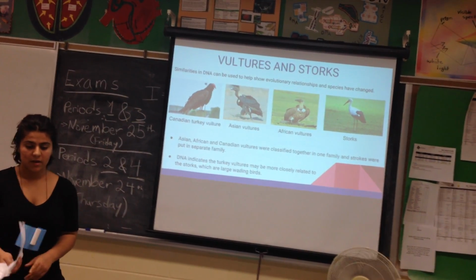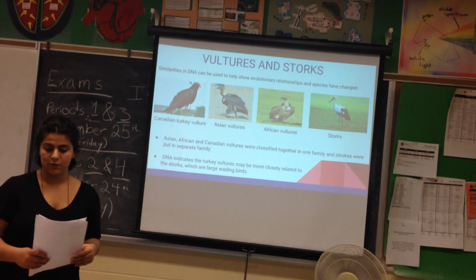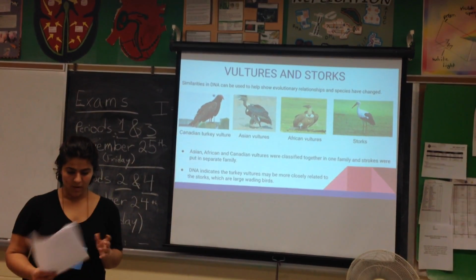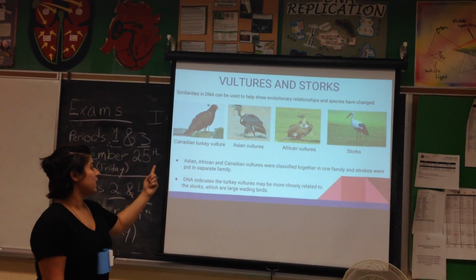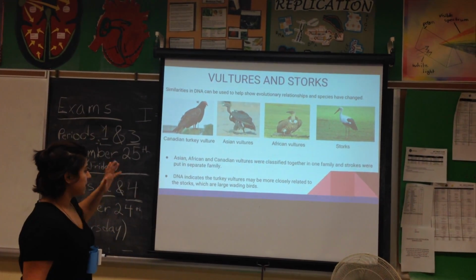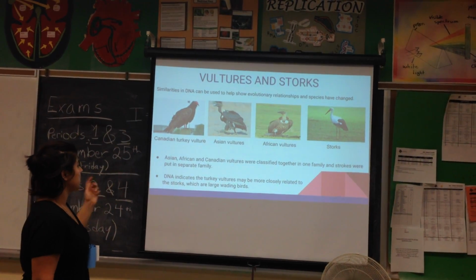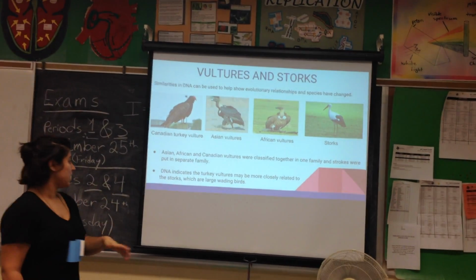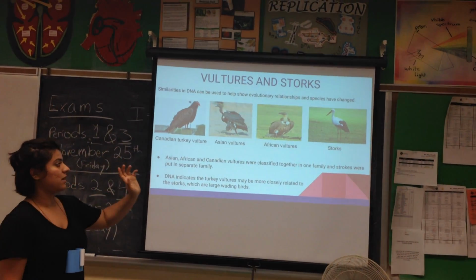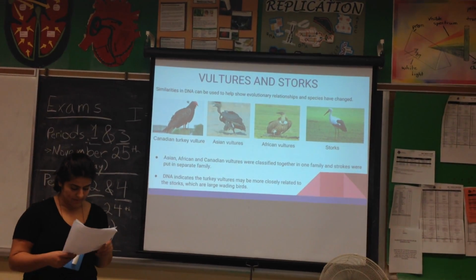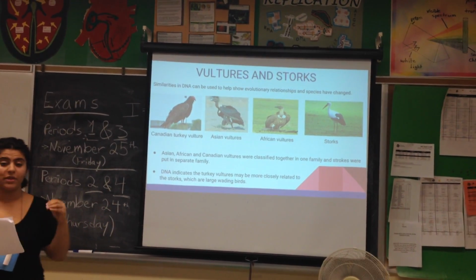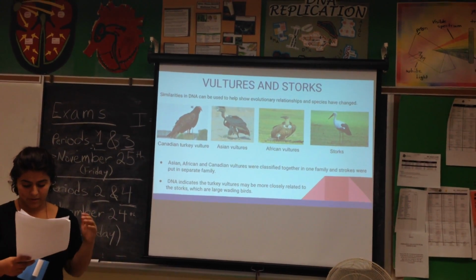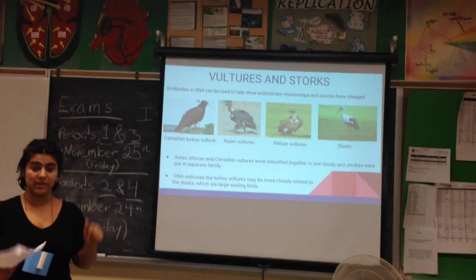Vultures and storks. Similarity in DNA can be used to help show evolutionary relationships as species have changed. So we have a Canadian turkey vulture, and Asian and African storks. Years ago, the African, Asian, and Canadian vultures were classified together in one family, and storks were a different family. The Canadian turkey vultures are related to the storks because these two birds are the only birds that urinate on their legs. It's to keep them cool in hot weather, keep their legs clean, and kill bacteria.